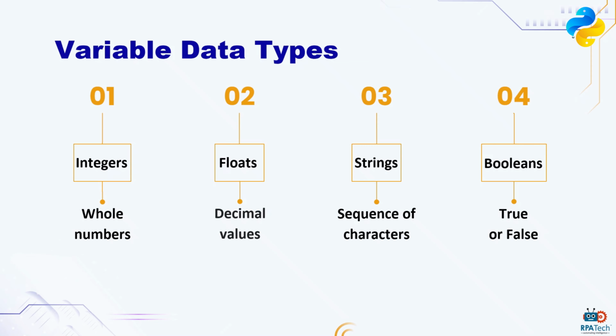Python automatically figures out the type of data when you assign it to a variable. This feature is called dynamic typing, and it makes Python flexible and easy to write.